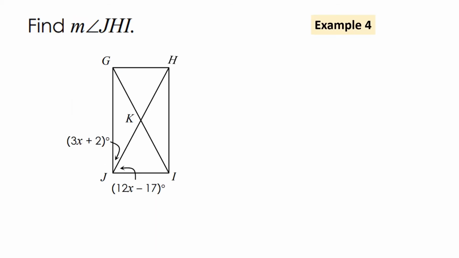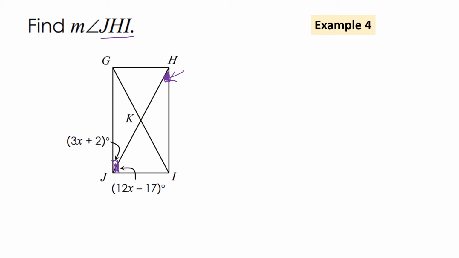For this example here, we're looking for the measure of angle JHI. Angle JHI is right here. I'm coloring it purple right here. And so, of course, we want to find the value of x. Well, what do we know about rectangles? What do we know about the angles of each rectangle? Well, all the angles are equal to 90.